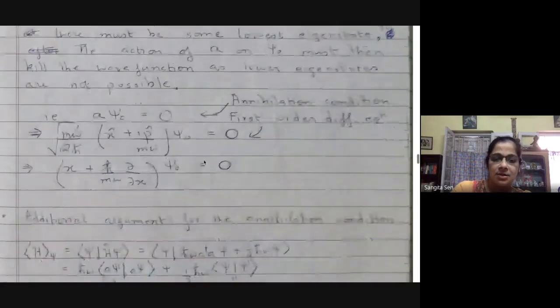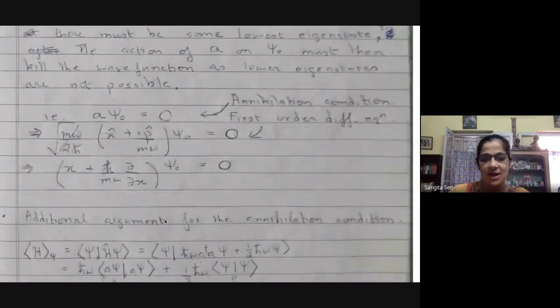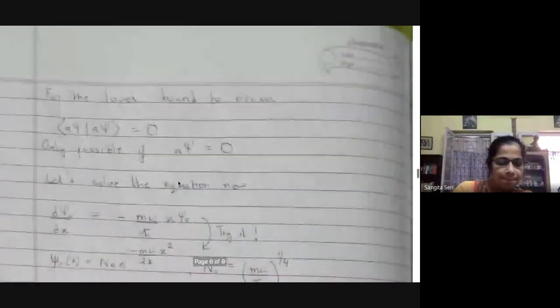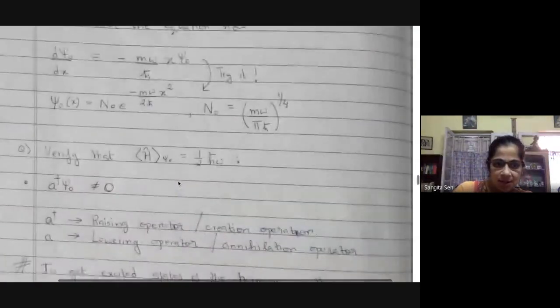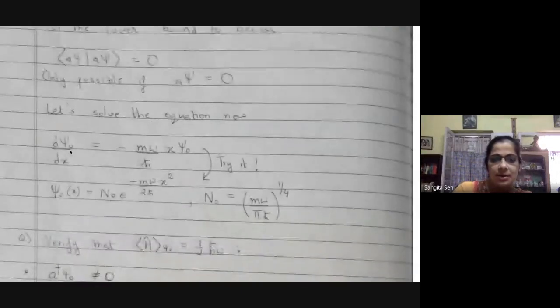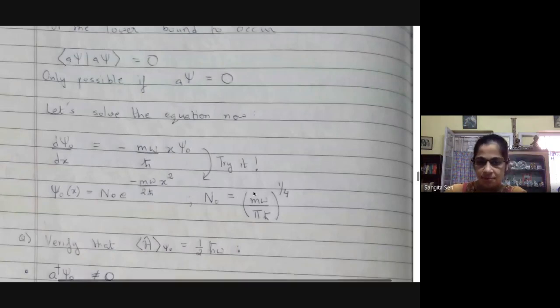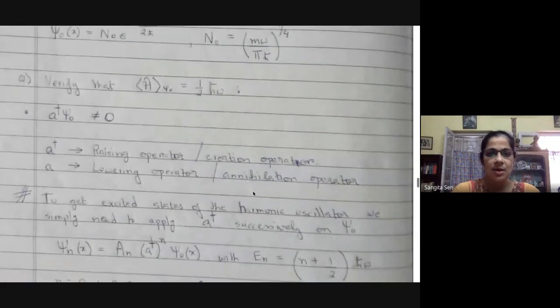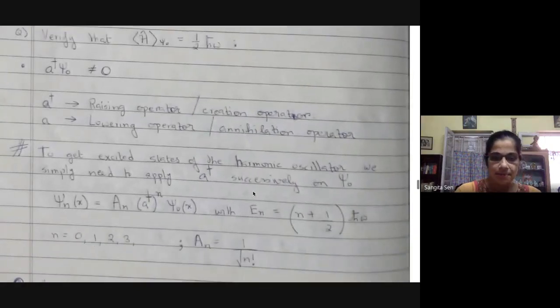We get a simple first order differential equation, and we find psi 0 from this equation. We also gave some additional arguments for why this annihilation condition is valid, but I will not go through that now. Okay. Then when we solve this first order differential equation, we get quite a simple form for the ground state wave function, and the normalization constant can also be obtained in a straightforward manner here. Okay. Now this is where we stopped last class.